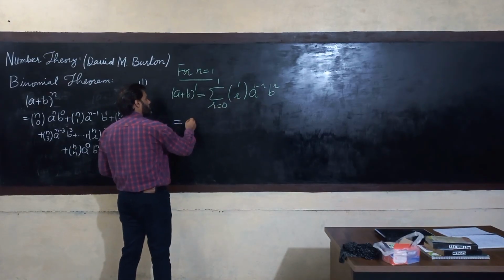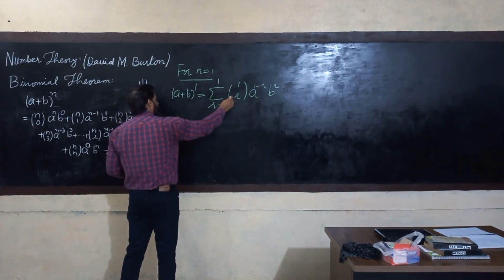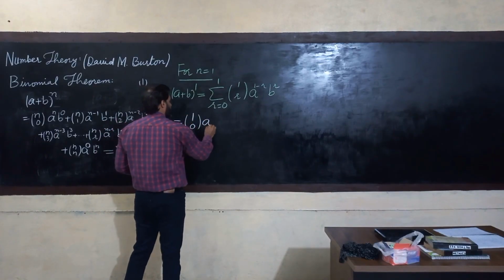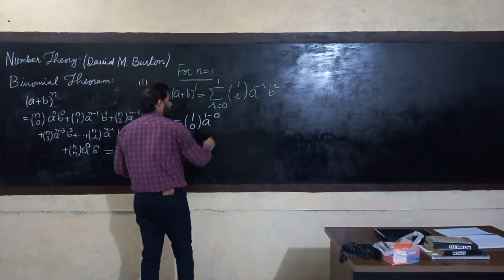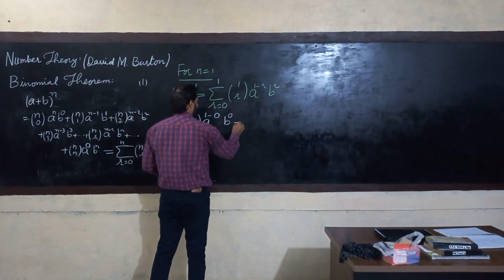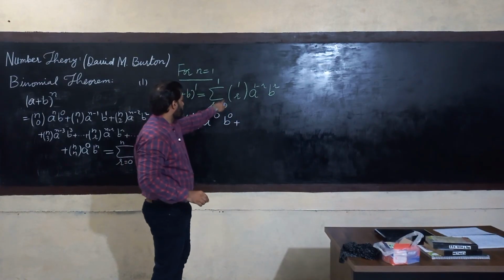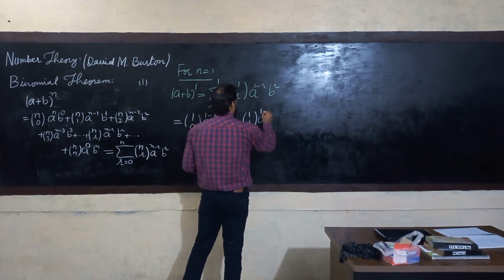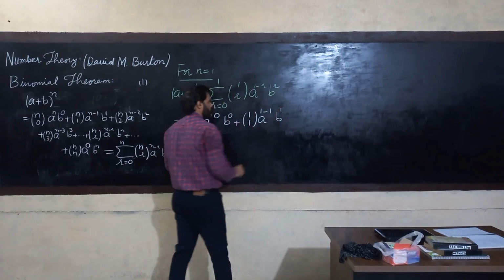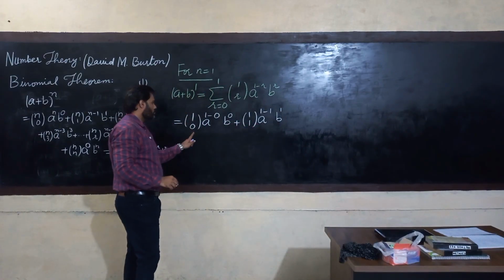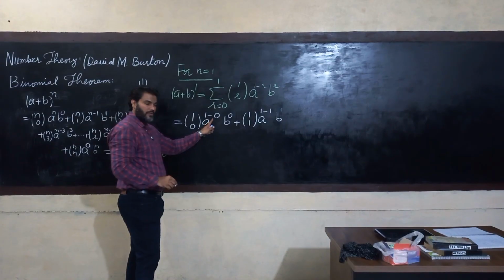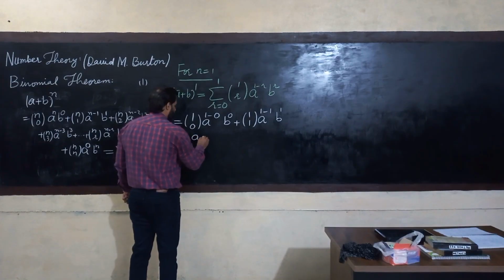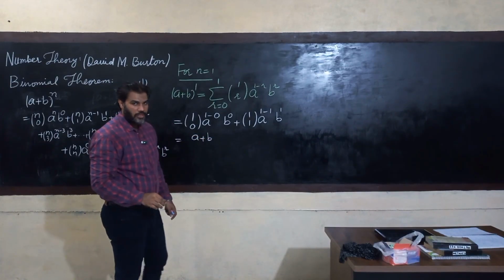This is simply equal to, when you put r is equal to 0, this gives us 1 choose 0, a raised to power 1 minus 0, b raised to power 0, plus, and when you put r is equal to 1 here, this gives us 1 choose 1, a raised to power 1 minus 1, b raised to power 1. This is equal to 1, a raised to power 1 minus 0, this is a, b raised to power 0, this is 1. This is simply equal to a plus b. So the statement is true for n is equal to 1.